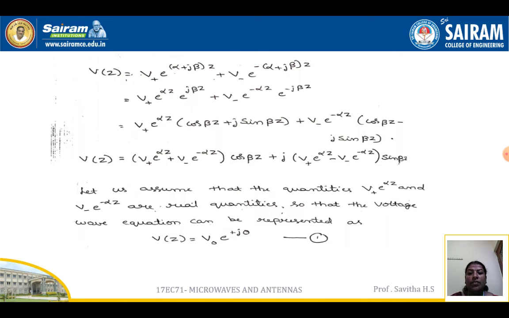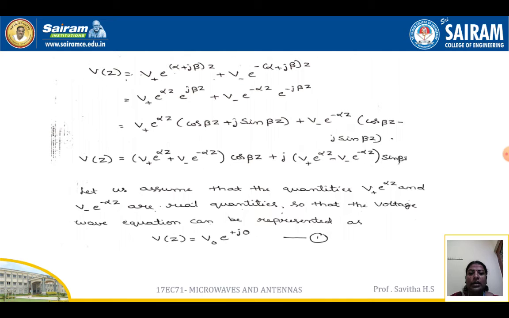So e to the power of j beta z can be written as cos beta z plus j sin beta z, and e to the power of minus j beta z as cos beta z minus j sin beta z. So V of z is equal to, combining the terms, V plus e to the power of alpha z plus V minus e to the power of minus alpha z into cos beta z plus j times V plus e to the power of alpha z minus V minus e to the power of minus alpha z into sin beta z.